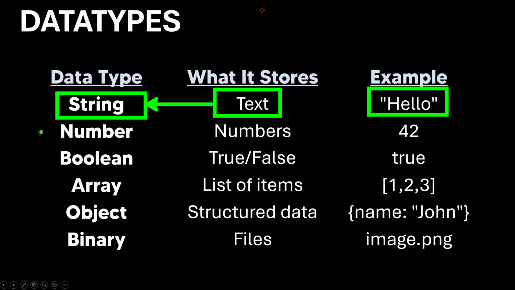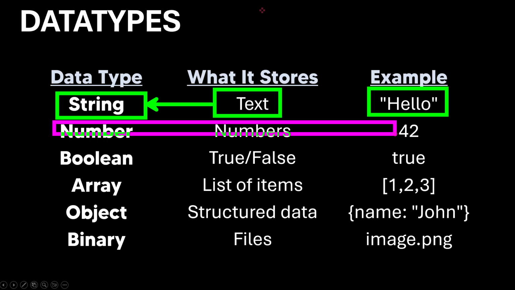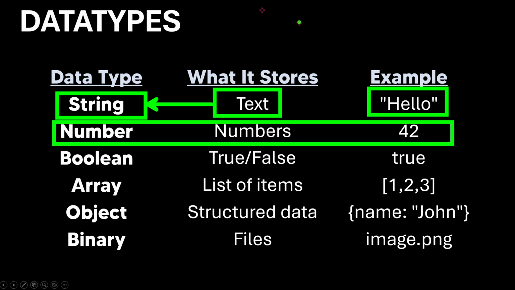So we have the next one, which is a number. A number is just a number, right? So nothing to explain. Even if it's a decimal like 4.2, it's still a number in n8n. And we have the third one, which is a boolean.